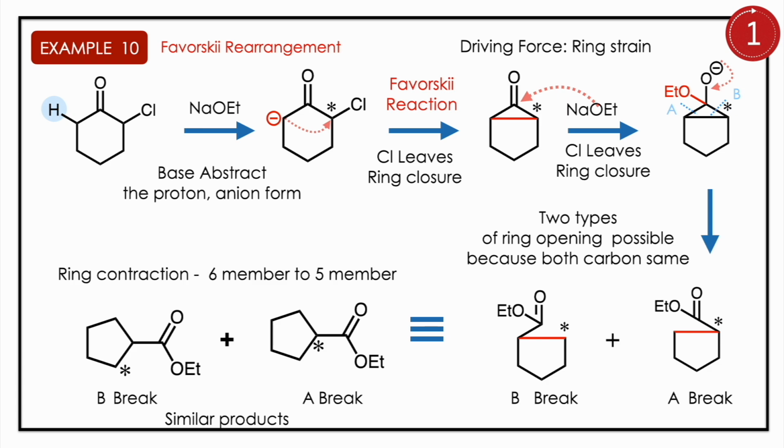It is a strained system, a three-member ring strained system. So it is again attacked by sodium ethoxide. The ring has to open. There are two possibilities, but the system is symmetrical, meaning both sides are possible. Since the carbon is labeled, we have to write both compounds with stereochemistry. If you work it out, you have ring contraction with a 5-member ring with ester.